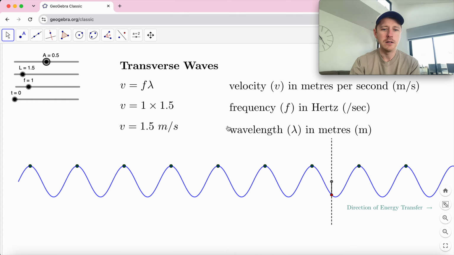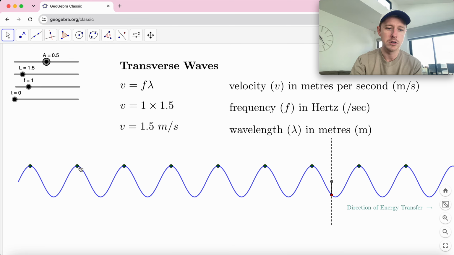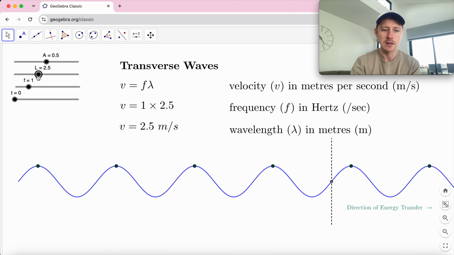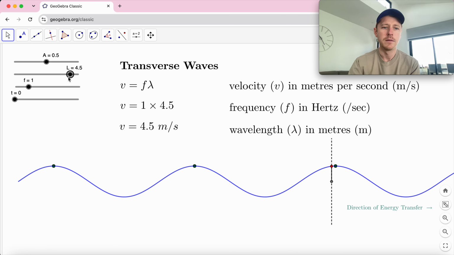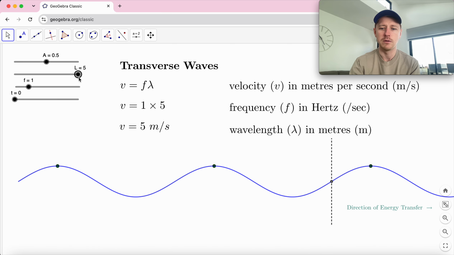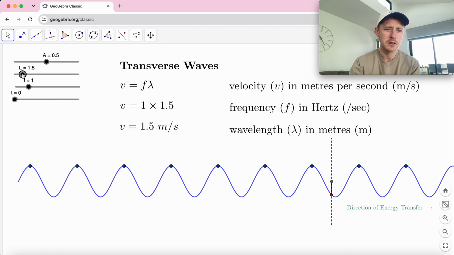L is this lambda, because it doesn't like to use Greek letters for sliders. Just remember that this lambda is this L, and that's the wavelength. So if I make this larger, it's going to increase the distance between 2 points on the curve. So just keep your eye on 2 of those crests, and you'll notice that the distance between them gets larger. And so the wavelength is increased. Now the wavelength is 3, so it's 3 meters long. And then we can change it to 4, it gets longer and longer, or 4.5, and then 5. Okay, let's just put it back to something reasonable. Let's just make it 1.